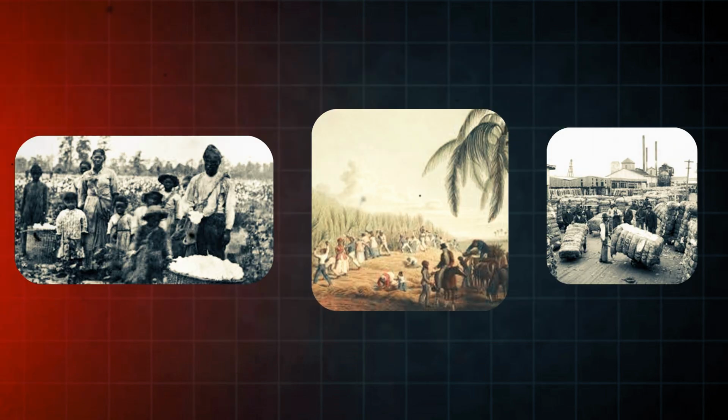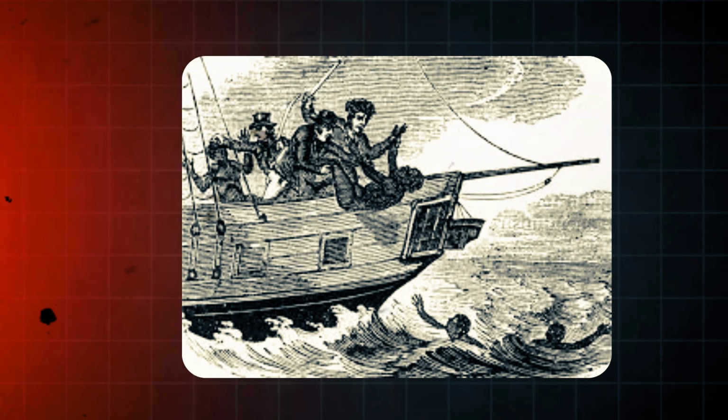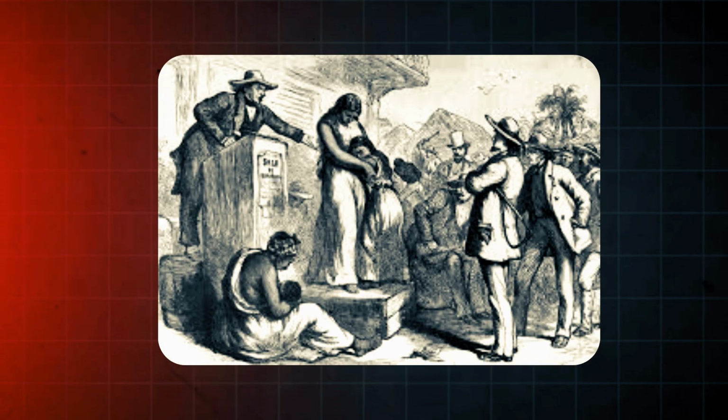Enslaved Africans were sold primarily in the Americas to work on plantations producing sugar, cotton, tobacco, and other commodities. Estimated 12 to 15 million Africans forcibly transported. Countless more died en route or in raids. Profound demographic, cultural, and economic shifts in Africa and the Americas. The immense wealth generated fueled Europe's industrial and colonial expansions.